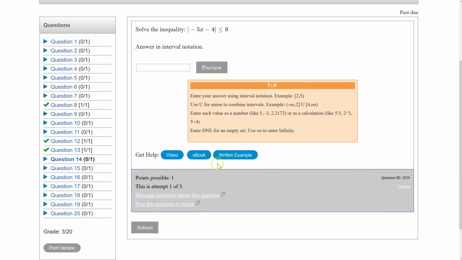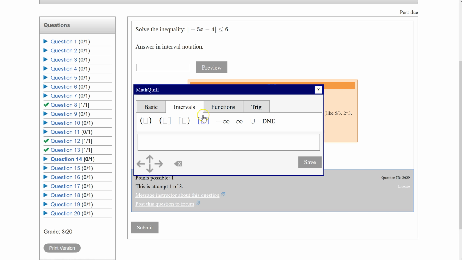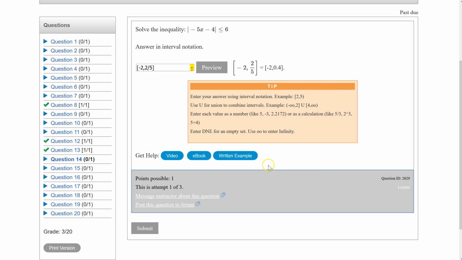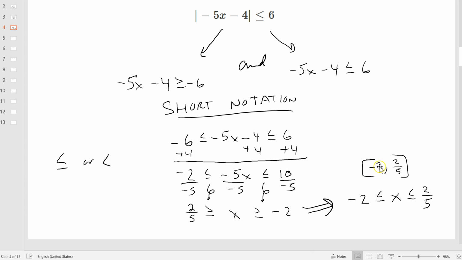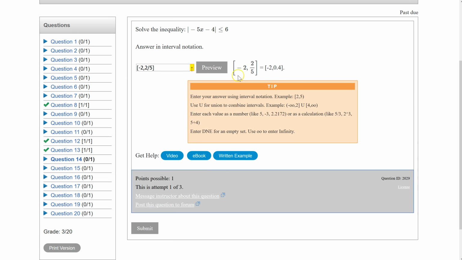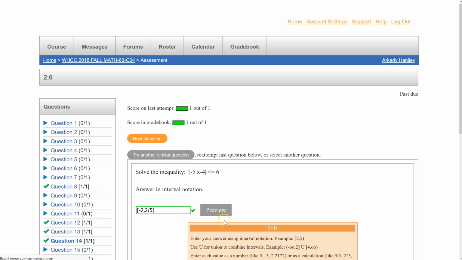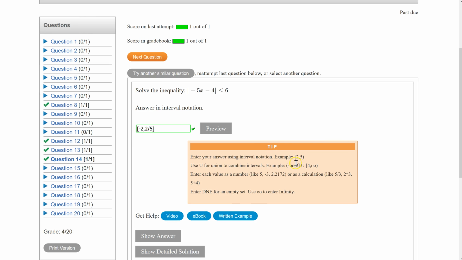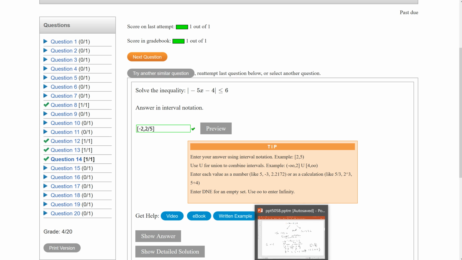Let's see what we got. So we have interval notation, which means bracket, bracket, starting off at negative 2, going up to a fraction of 2/5. Save. That's what I want. Let's just go back over here just to make sure that's what I have here. Yep, negative 2 to 2/5, bracket, bracket, submit. And we got the right answer. Okay. All right, so hopefully that would help you here on the rest of the questions for 2.6.